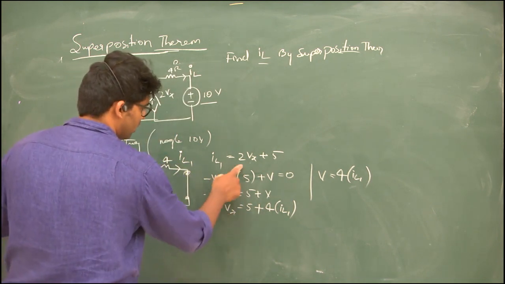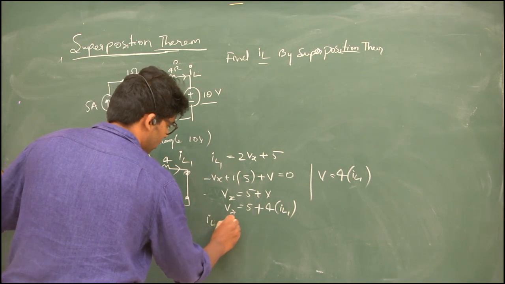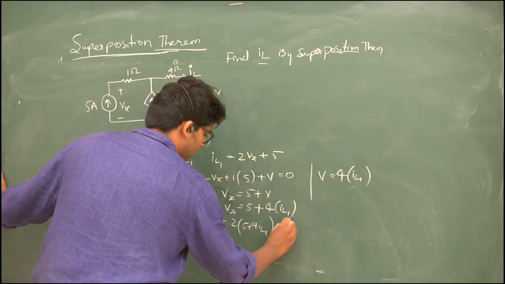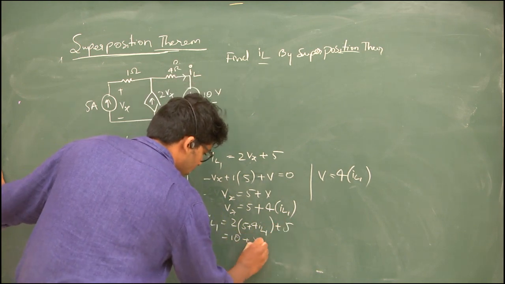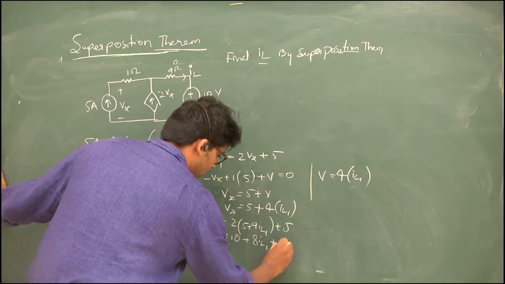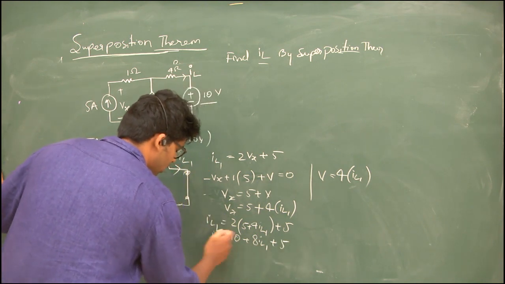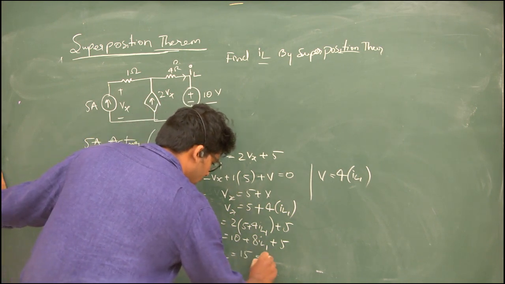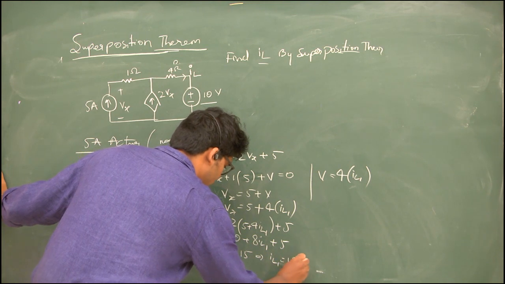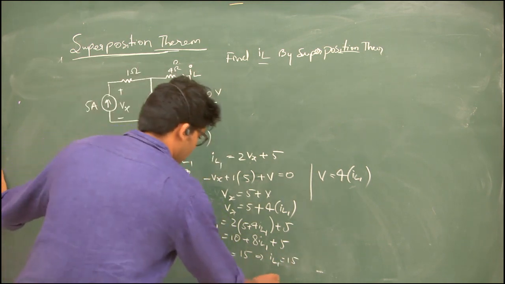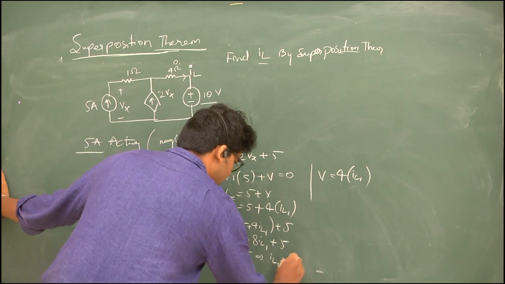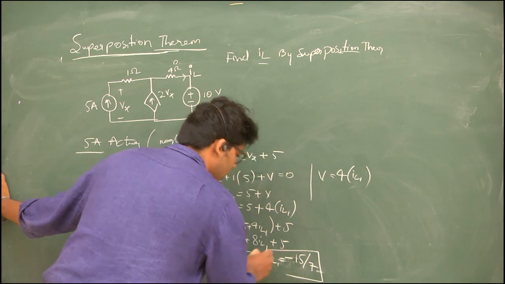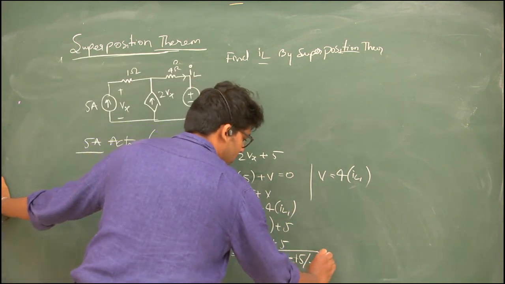Substitute this equation in IL1. So IL1 equal to 2 into 5 plus 4 IL1 plus 5. Therefore 10 plus 8 IL1 plus 5. So IL1 equal to minus 7 IL1 equal to 15. Therefore IL1 equal to 15 by minus 7, that is minus 15 by 7. So this is the response we get from here, minus 15 by 7 amps.